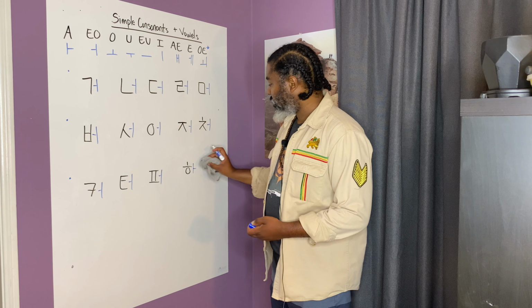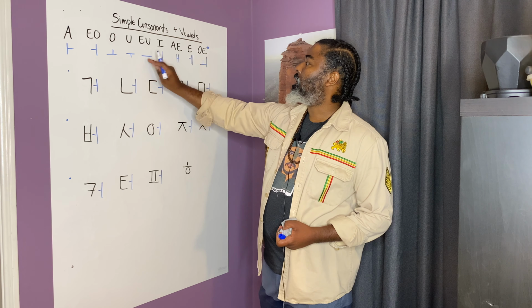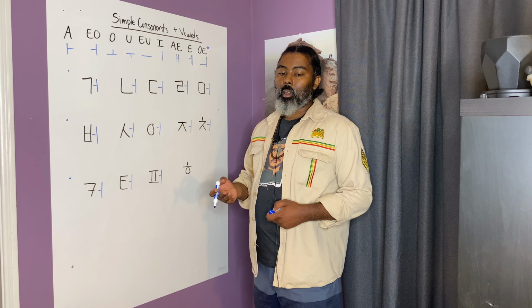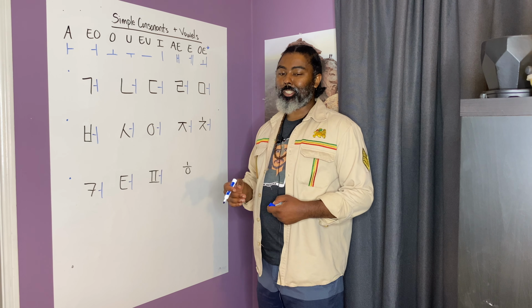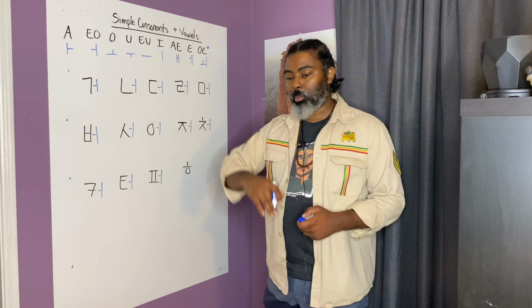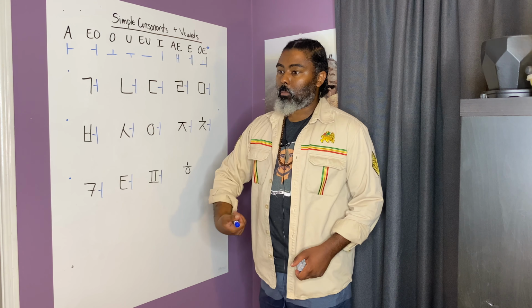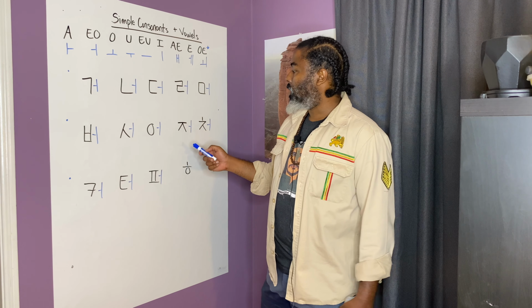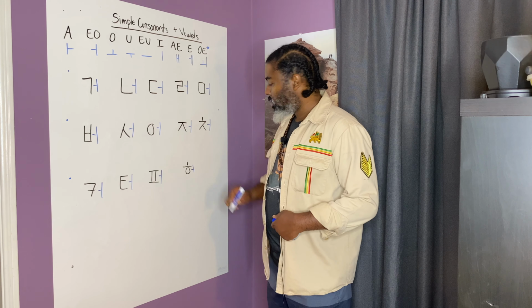But also, when we get there, we will get to this vowel here. This is another laughter sound. It's not a ha, but it's a huh, huh, huh. So Randy, this is like you're being punched in the stomach. Ga na da ra ma ba sa ja cha ka ta pa huh. Your turn.